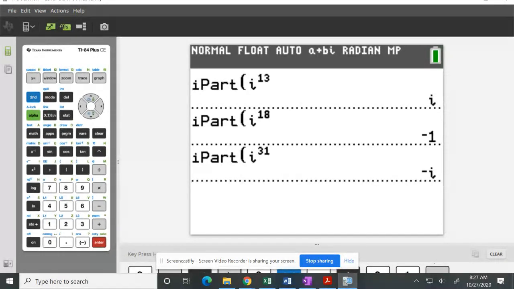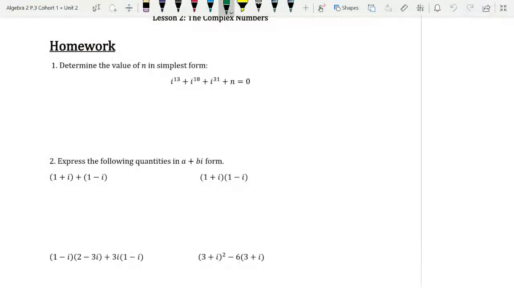Now, by taking these I to big exponents and reducing them down to ones, i's, or negative i's, I can evaluate or simplify this a little bit easier. So going back to my problem, now that I know what everything is valued to, I can say, well, I to the 13th power is just the same as I. I to the 18th power is the same as negative 1. And I to the 31st power is the same as negative I.